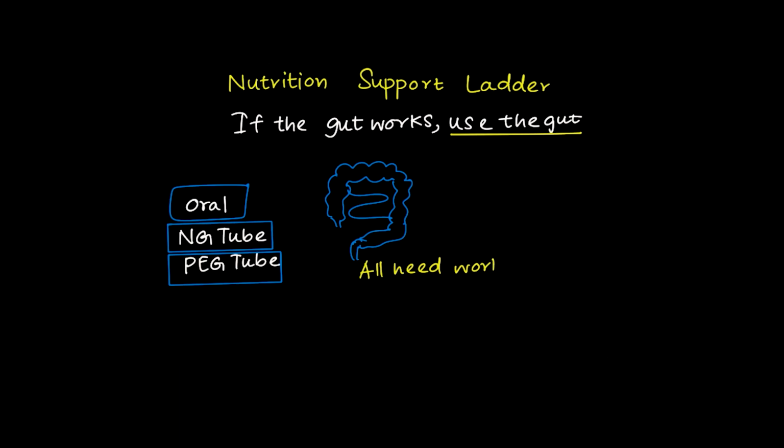A complete small bowel obstruction blocks that path entirely. Nothing can get through. So the only safe way to deliver nutrition is total parenteral nutrition, which bypasses the gut completely and sends concentrated nutrients into the bloodstream through a central line. TPN is the correct answer when the gut is shut down.